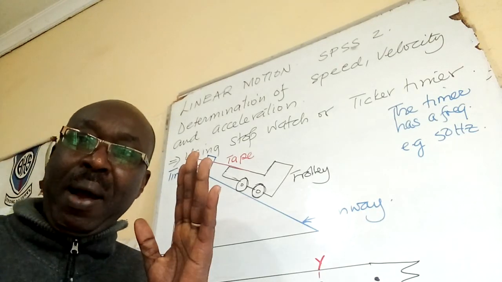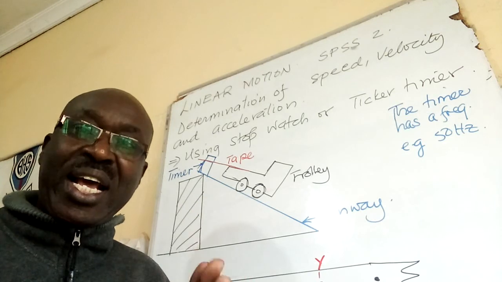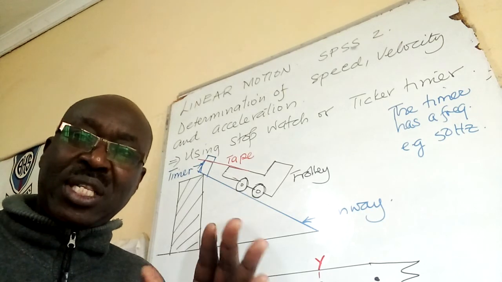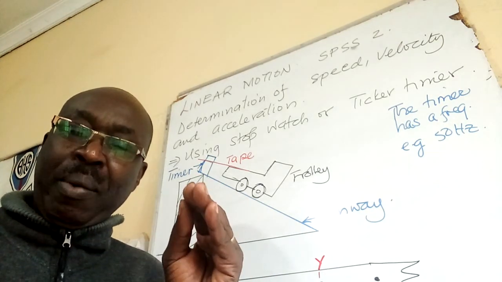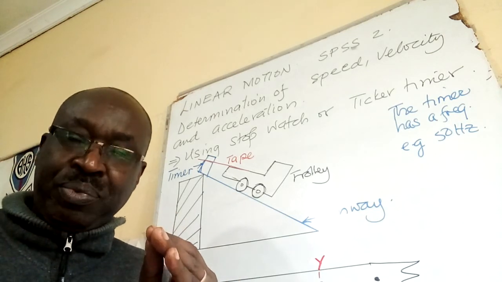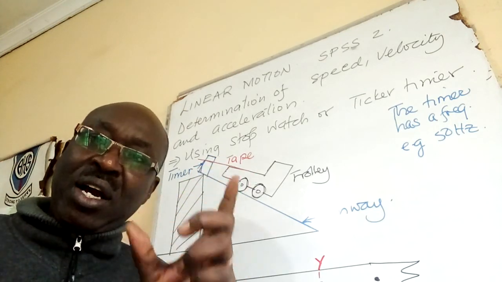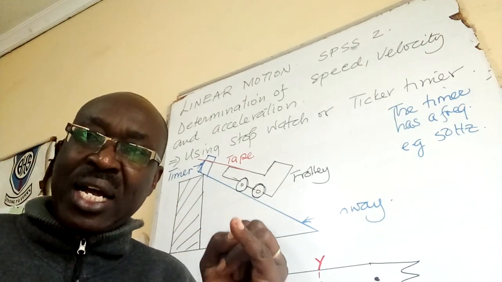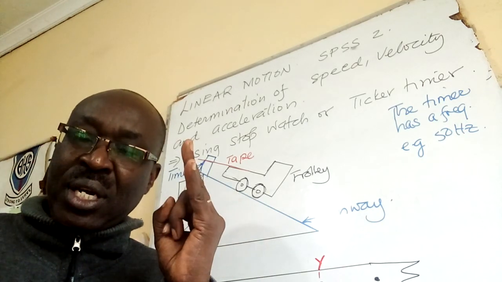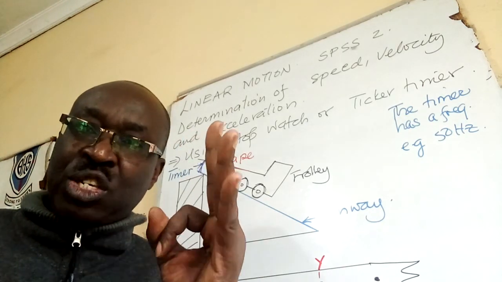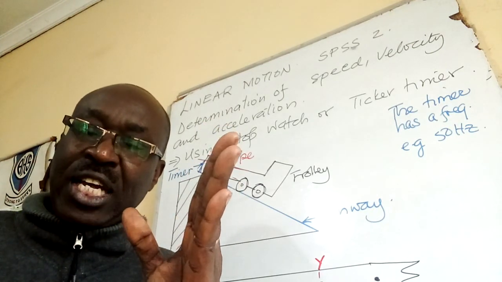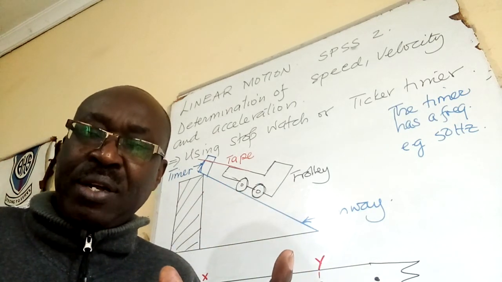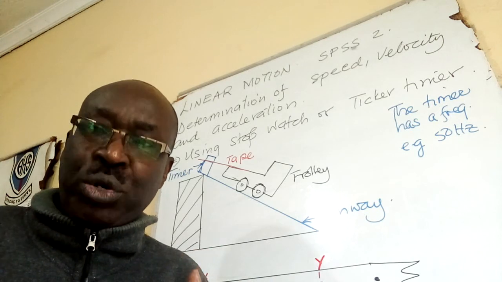This is linear motion SPSS. I'm trying to address problems that students have. Student problem solving session. In our study of linear motion, remember the key things we are studying here are distance, displacement, speed, velocity, and acceleration. Now, what we may use in this study may include a stopwatch.